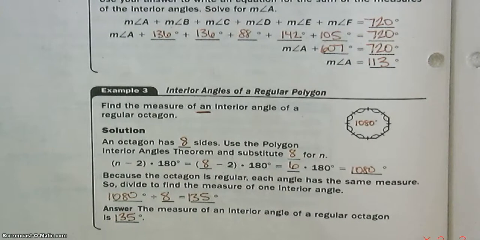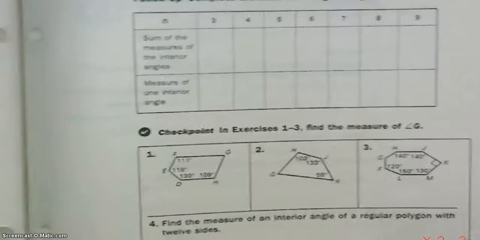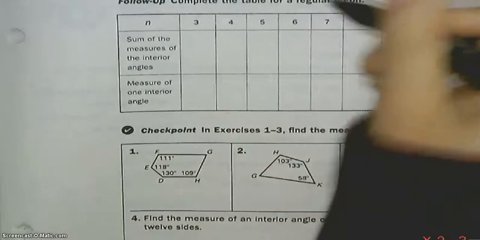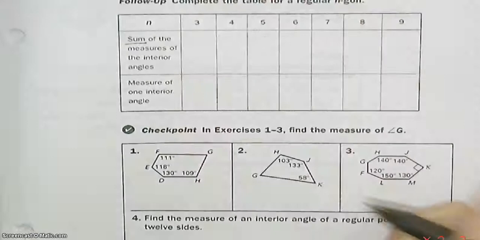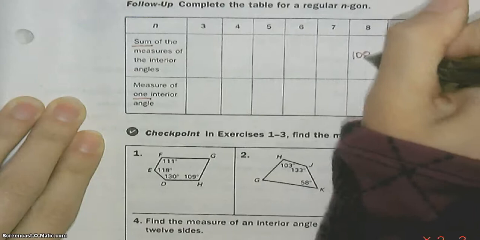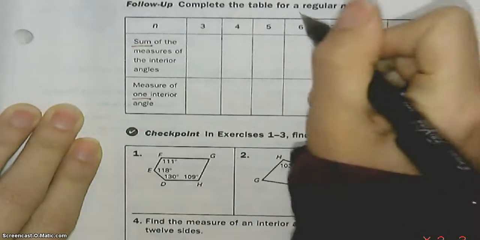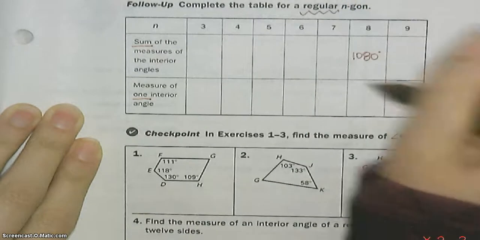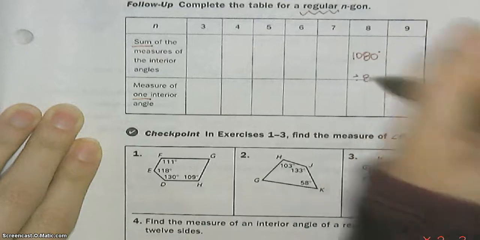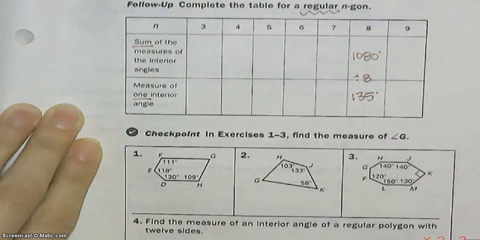All right, the follow-up is very similar to this. We just did 8, right? We just found out the sum. So here's the sum, that's the total, and then here's 1. So the total in an octagon is 1080. So that means if it's regular, for one angle, we divide by 8. One angle we said is 135.